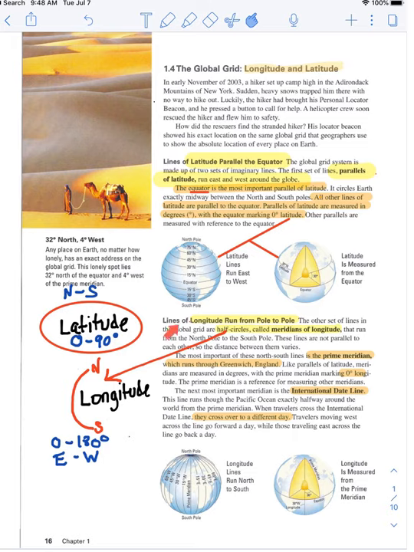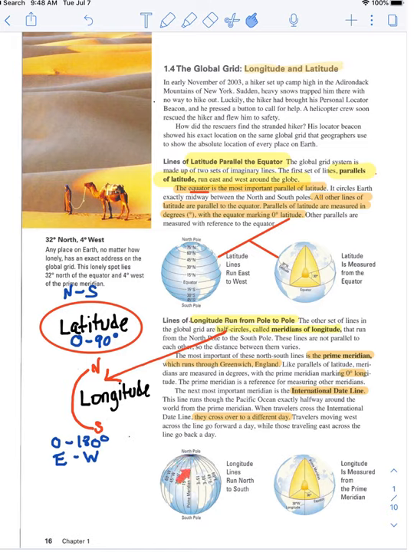Lines of longitude, however, run from pole to pole, and I'm going to explain what that means in just a minute. The other set of lines in the global grid are half circles called meridians of longitude. Now, the fact that it's a meridian means that it's not going to run into each other. If we look at our diagram down here, what I want you to notice is that these lines bulge out towards the middle and then intersect at the north and the south pole.